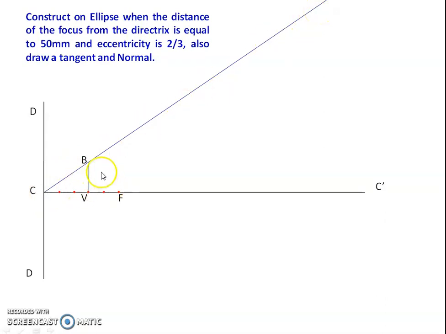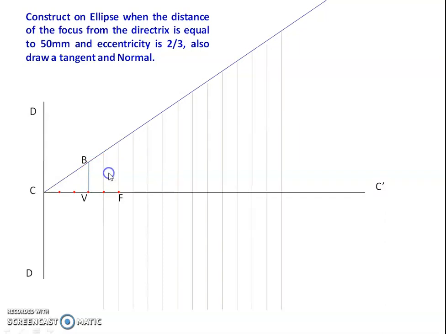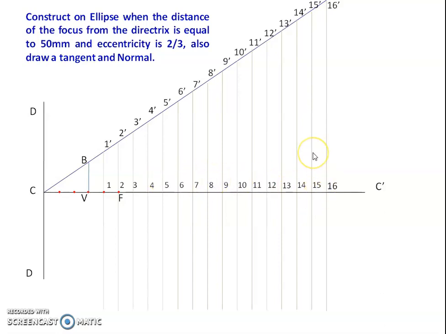Now draw vertical lines with equal divisions, up to 16 lines. Mark them as 1 and 1 dash, 2 and 2 dash, 3 and 3 dash, likewise 4 dash, 5 dash, 6 dash, and so on up to the last line.